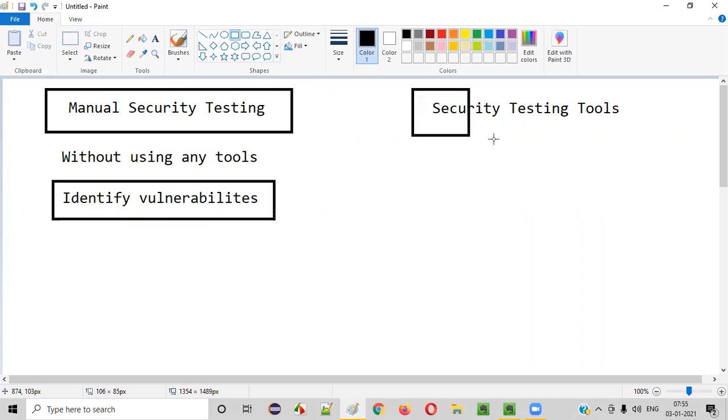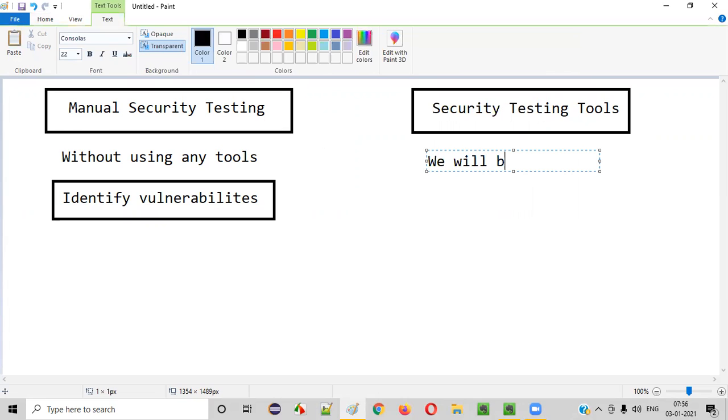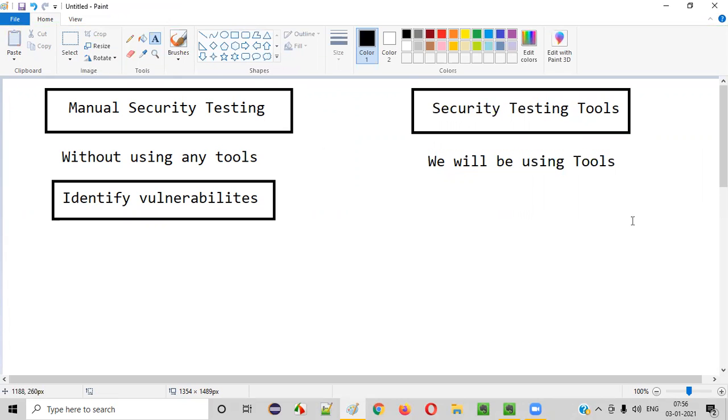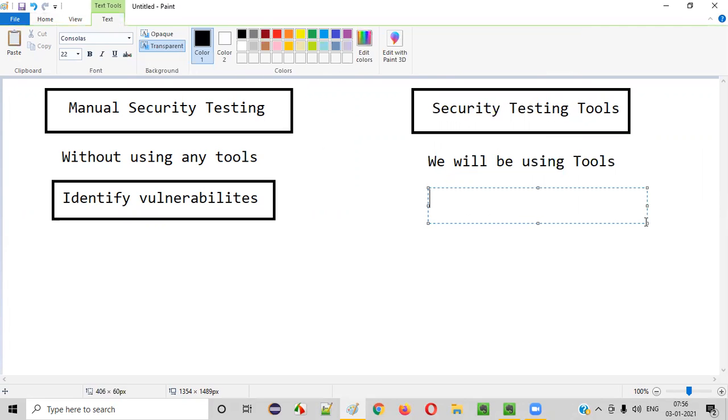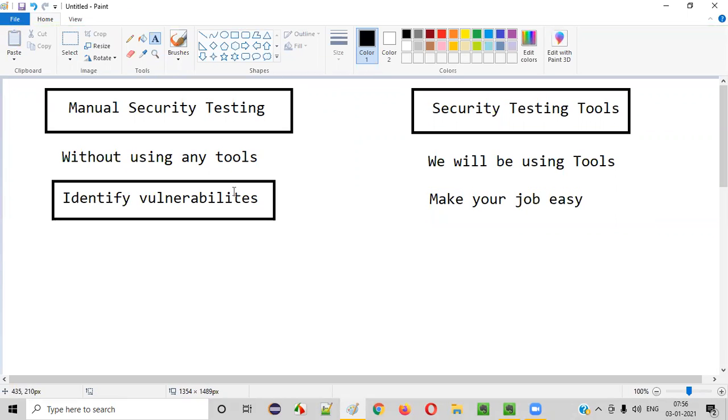What about security testing tools? Performing security testing using tools. Here, guys, as the name states, we will be using tools. There are a lot of tools in security testing, guys. So what is the purpose of tools in general? They will make your job easy. So you don't have to put all your brain, right? Simply use the tool and the tool will give you all the results. A report will be generated within minutes and you will be sharing that report at your work.